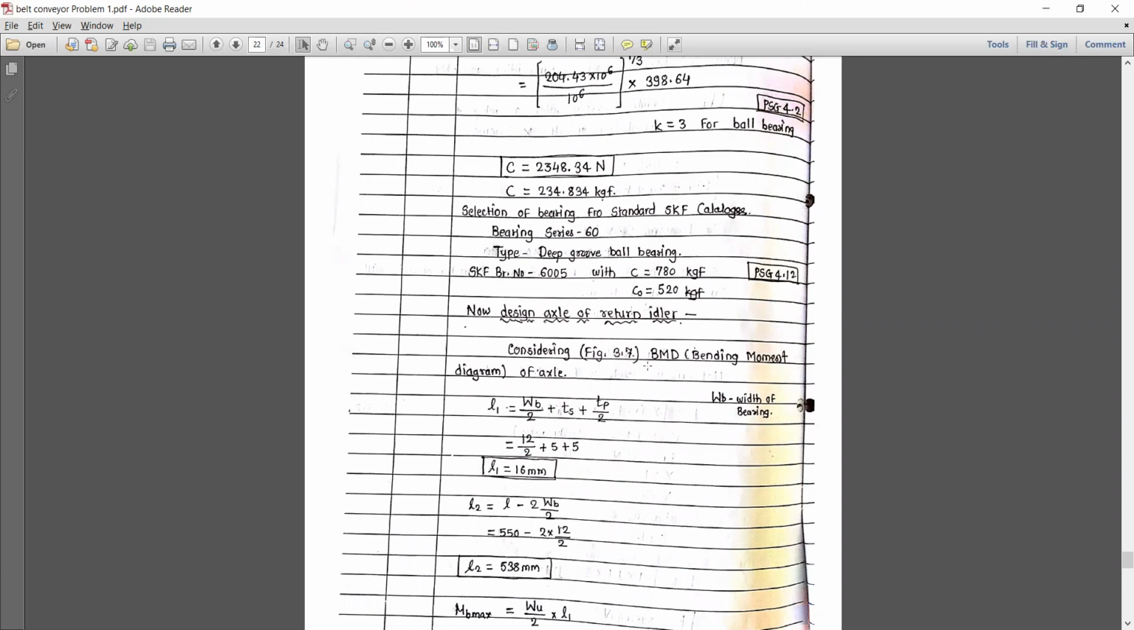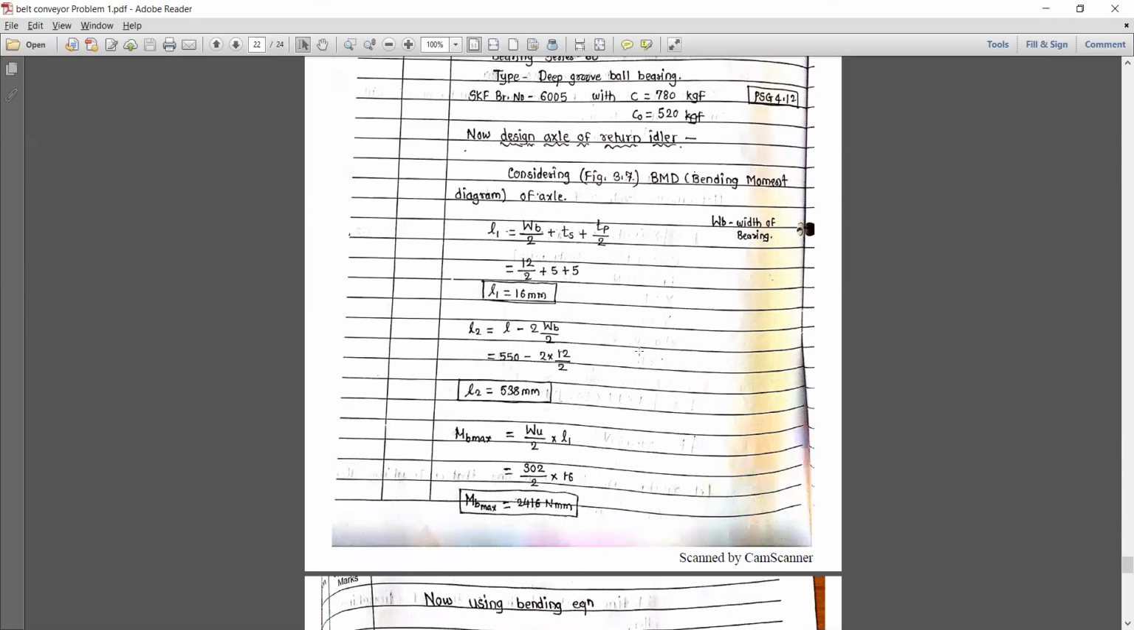Okay, so the calculated value of C is equal to 2348.34 Newton, or you can say 243.8 kgf. Selecting from a SKF bearing catalog, bearing series of 60, bearing number 6005, having a value of C equal to 780 kgf. It is far more than the required. Referring to page number 4.12.